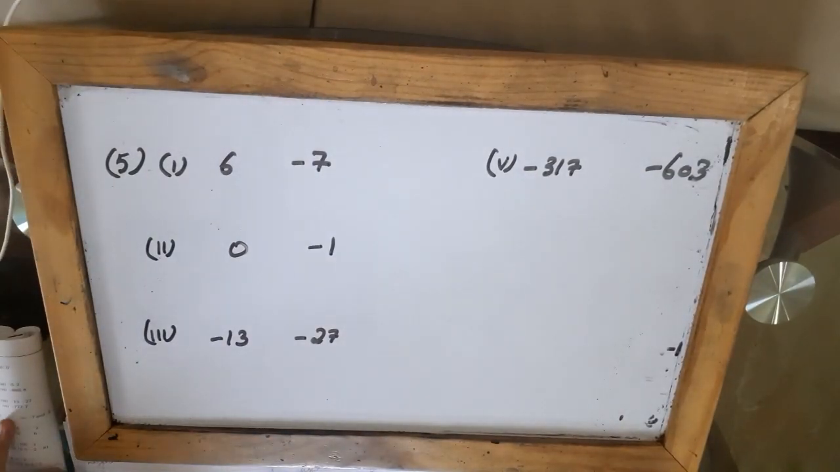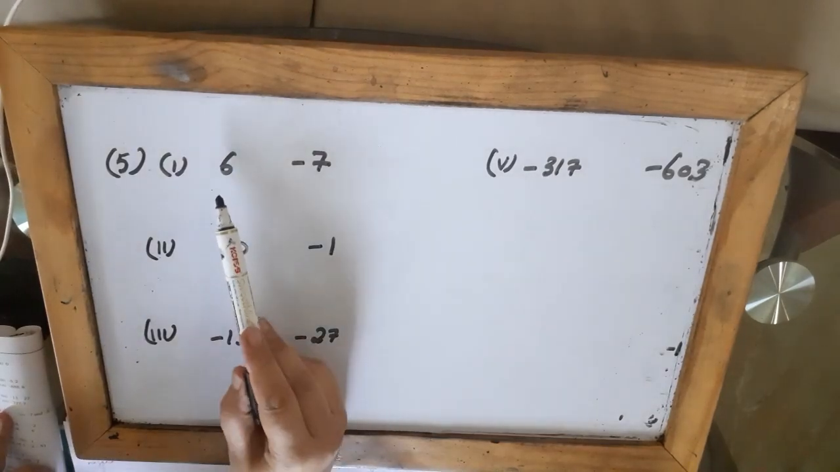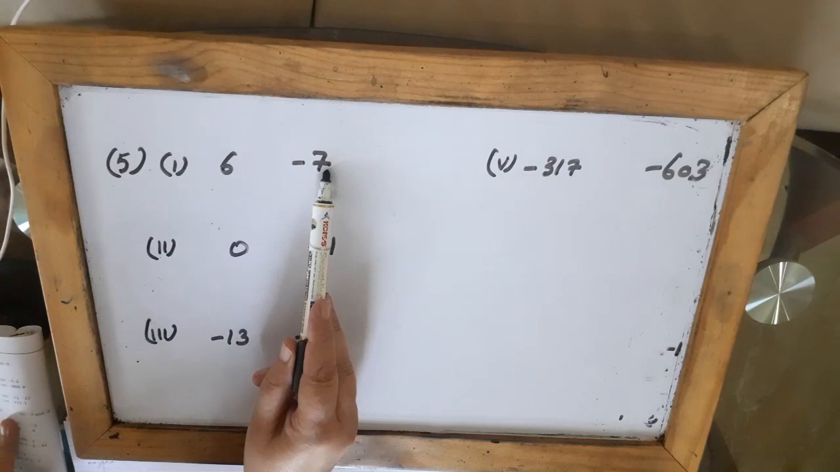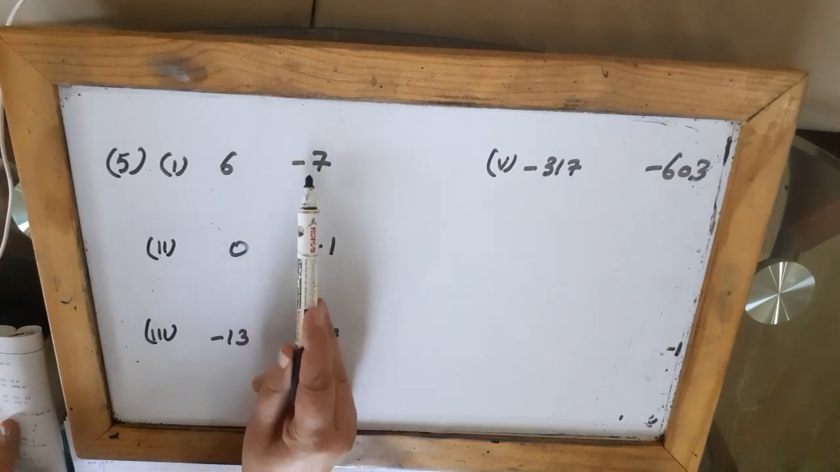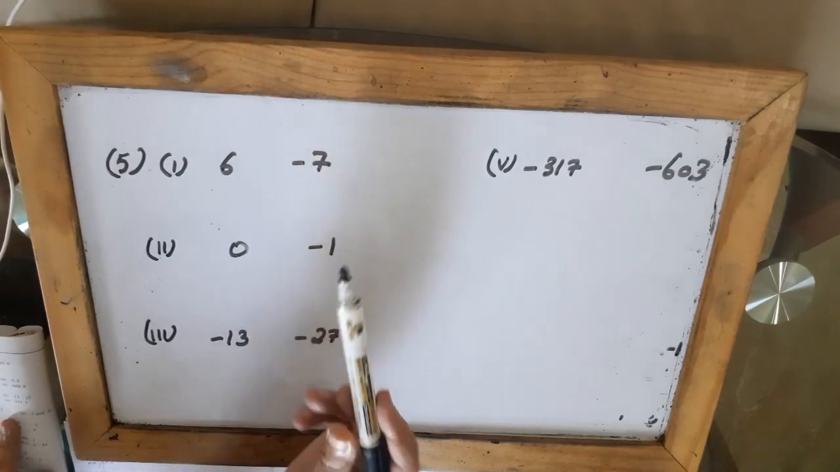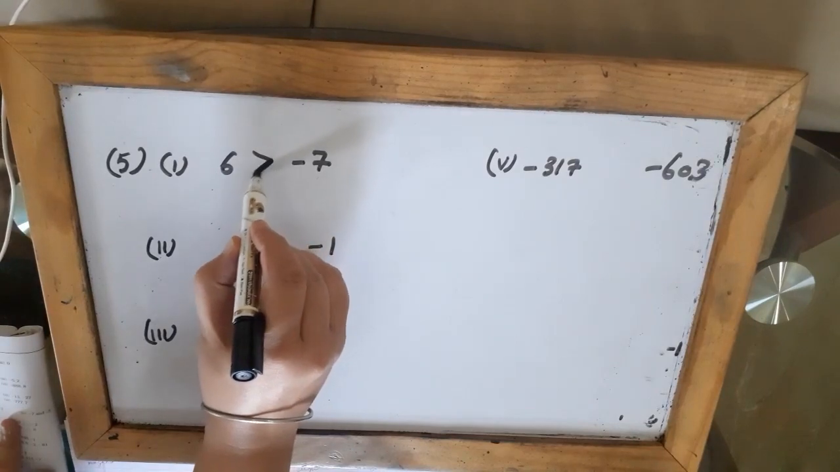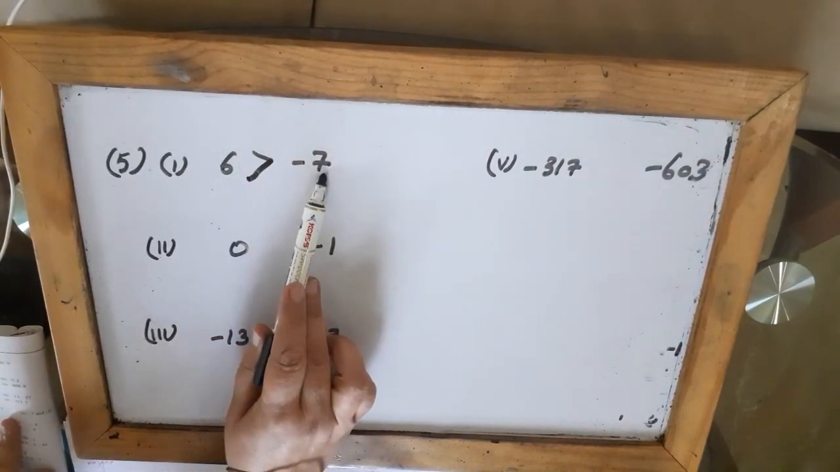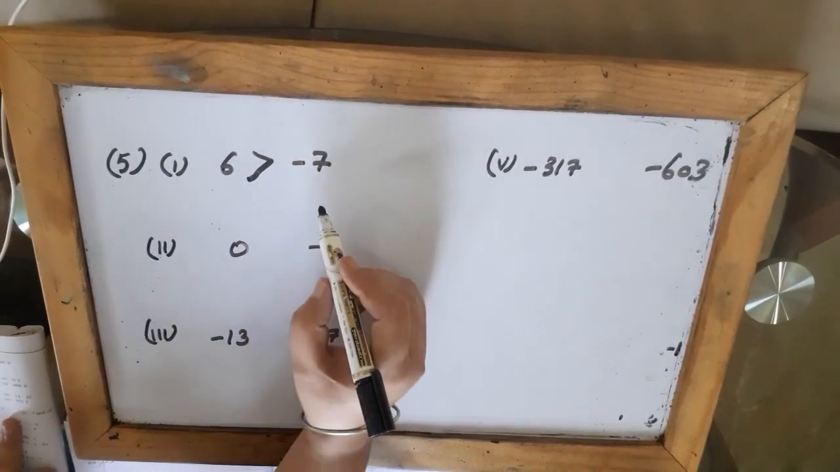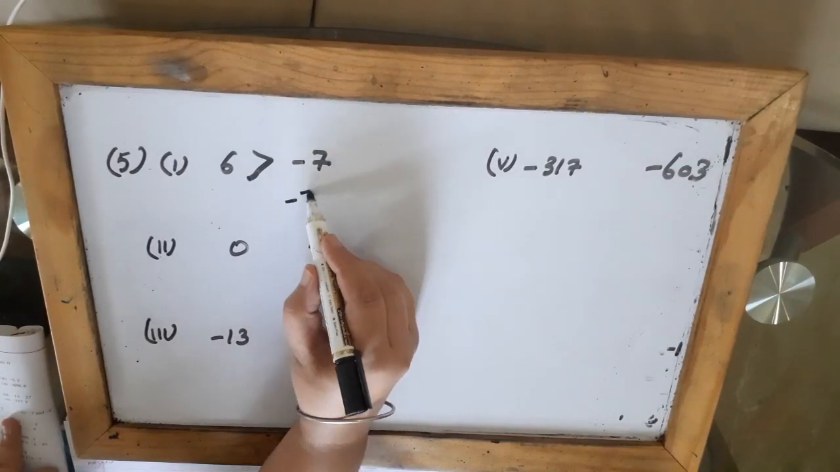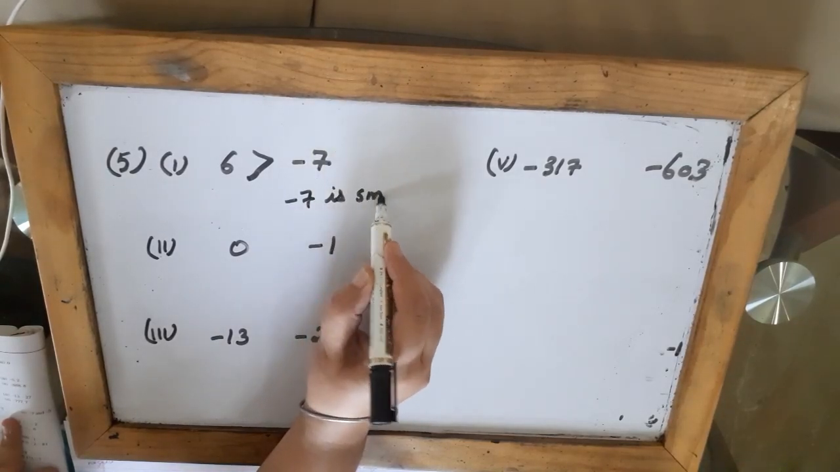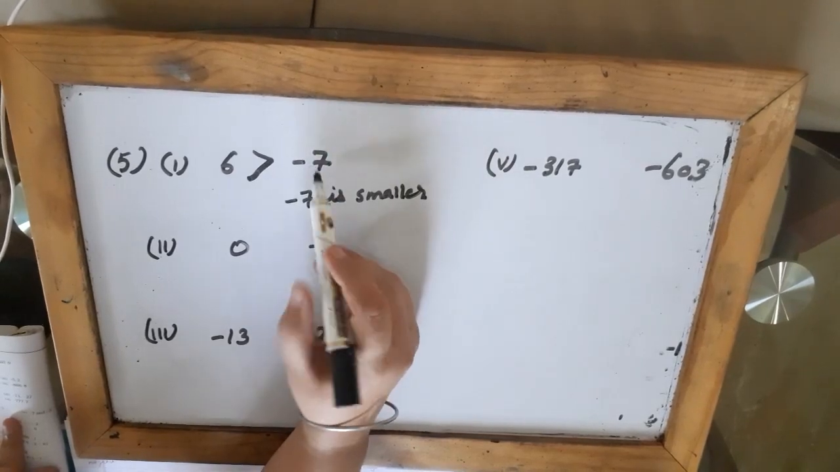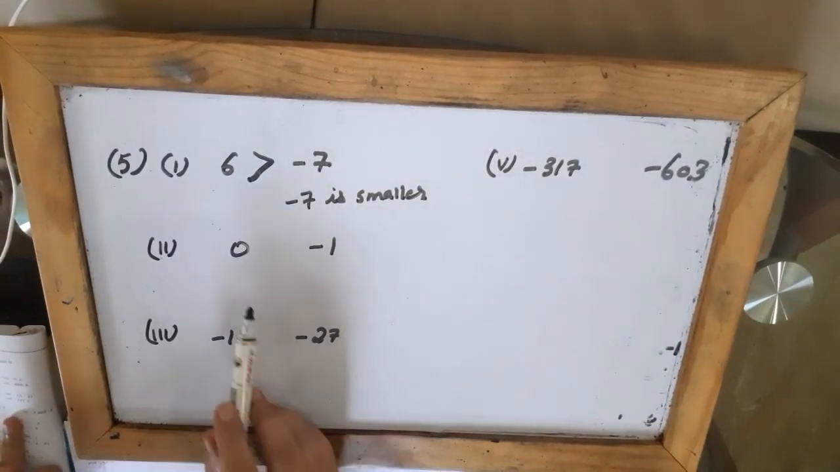Here they are asking you to find out which number is smaller. As you can see, one is positive and one is negative, and positive numbers are always bigger than the negative number. So 6 is greater than this number. They are asking you which is smaller. So minus 7 is smaller because it's a negative number and negative numbers are smaller than the positive numbers.